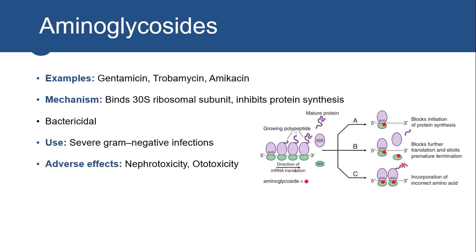Moving on to the aminoglycosides like gentamicin and tobramycin. These antibiotics bind to the 30S ribosomal subunit, inhibiting protein synthesis. They are primarily used for serious gram-negative infections. However, you need to be careful with these drugs because they have some significant side effects, including nephrotoxicity and ototoxicity. Monitoring kidney function and hearing is essential when using aminoglycosides.